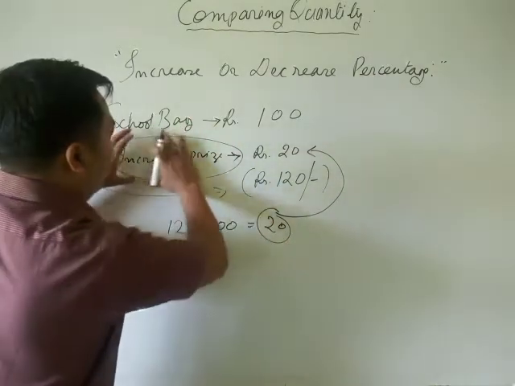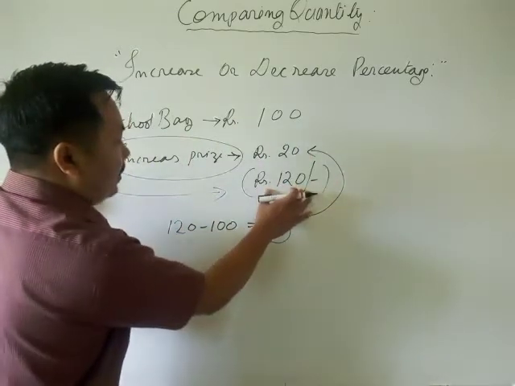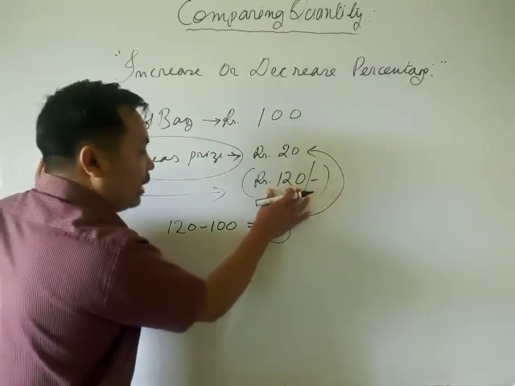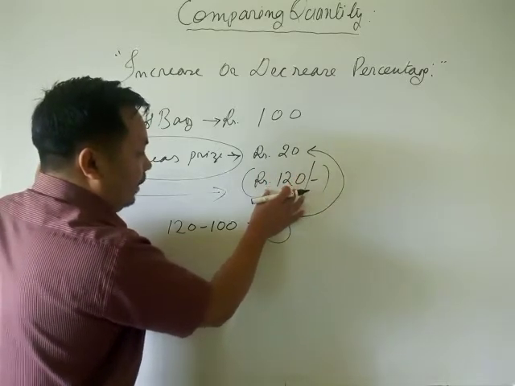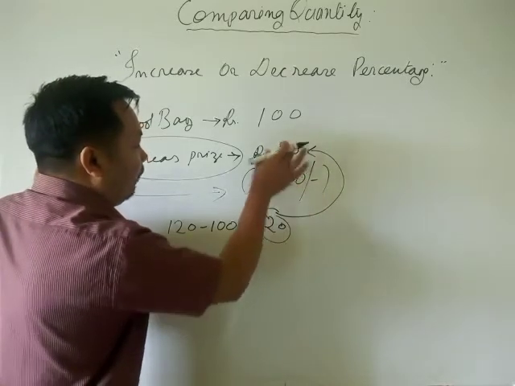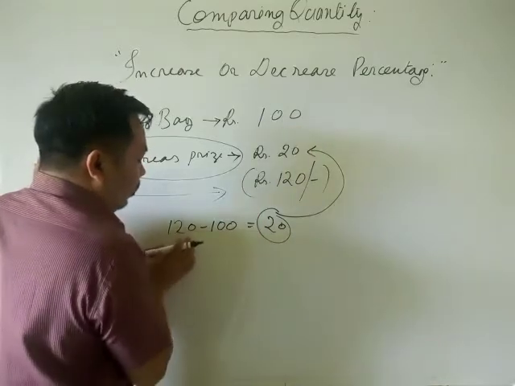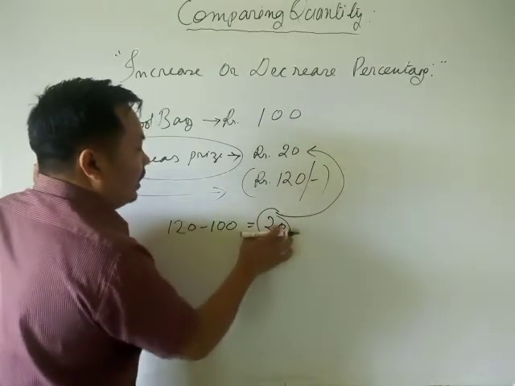The increase may not be given here, but the recent price will be given, let's say 120. Then we can find out the increased price, that is 120 minus 100, which gives 20 as the increased price.